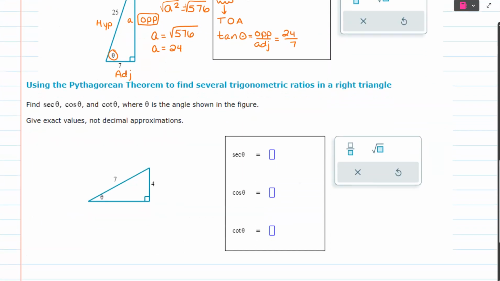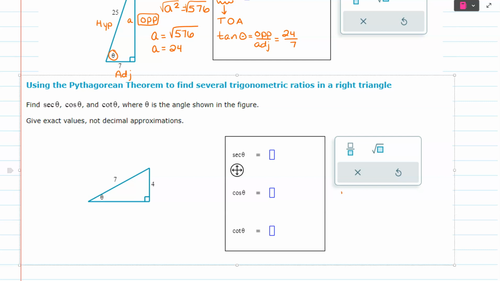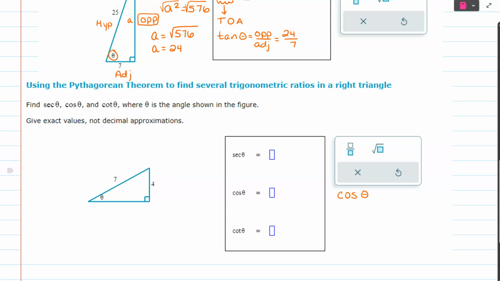Let's try that just one more time here. So here's my picture. Theta, 7, 4. I've got a right triangle, and I'm going to find secant, cosine, and cotangent. So first of all, cosine. So cosine of an angle is adjacent over hypotenuse. So I already know that in my triangle here, I've got the opposite and the hypotenuse. So I definitely need the adjacent. So let's just solve for it now.